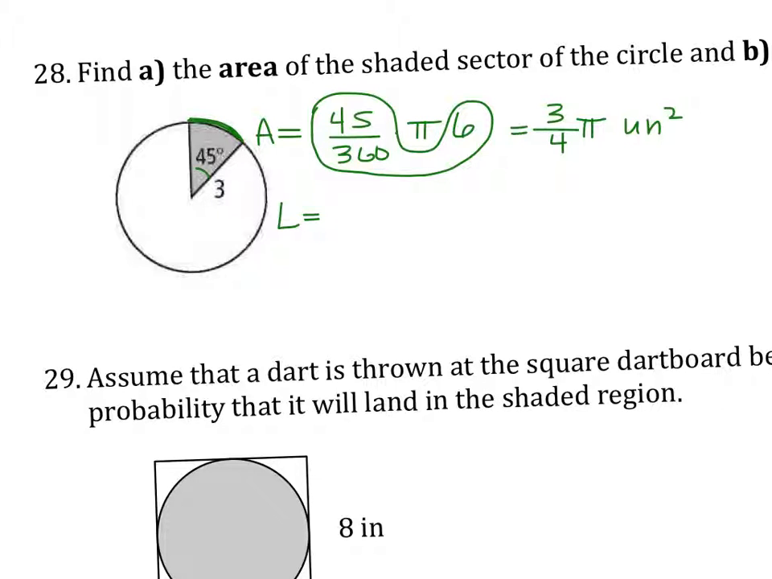Your length formula would be 45 over 360 times pi. Oh no, I did the length. Sorry, this one's length. I said that wrong, huh? That is length. This one's area. Area would be 45 over 360 times pi times the radius squared.